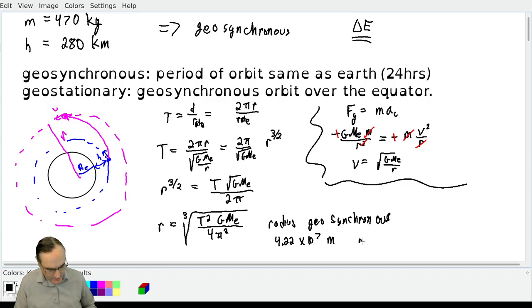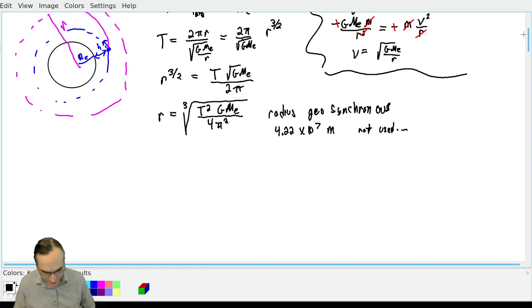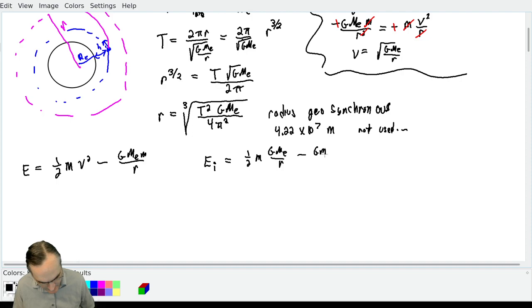Now, I'm actually not going to use this, because I'm going to take that r equation and use it directly, and it will look ugly, I admit. All right, energy is 1/2 mv squared minus G mass Earth mass satellite over r. So our energy initial can be rewritten very simply, because the v is just going to be this v for a circular orbit we found. So 1/2 m G mE over r minus G mE m over r will be minus G mass of Earth mass of satellite over, and where we're starting is rE plus h.